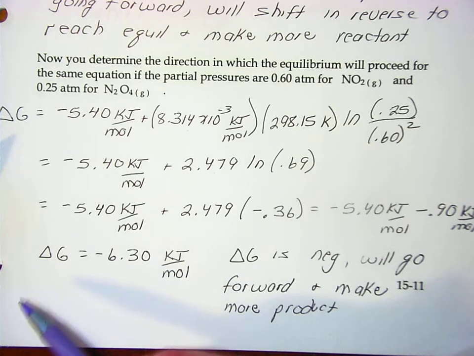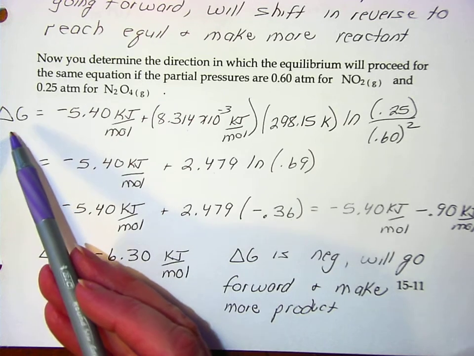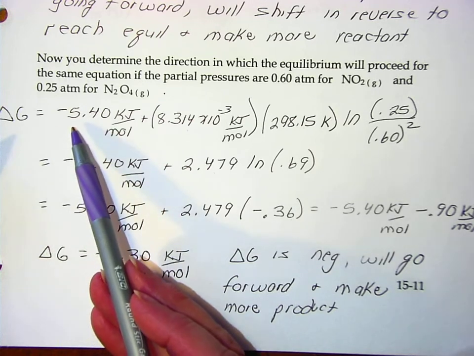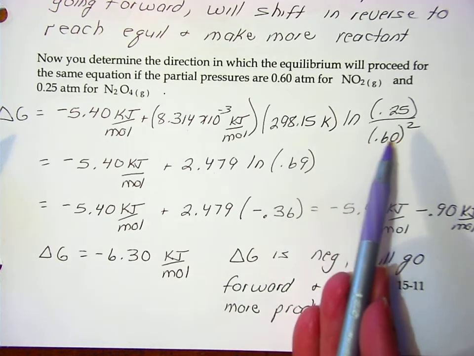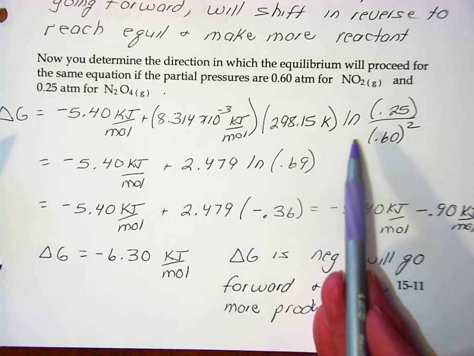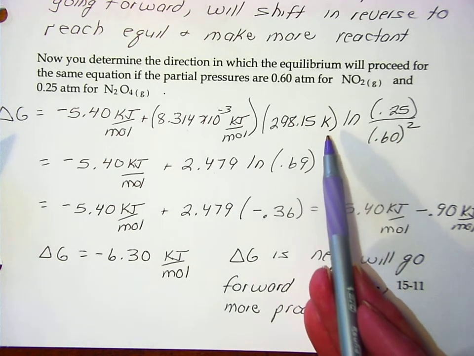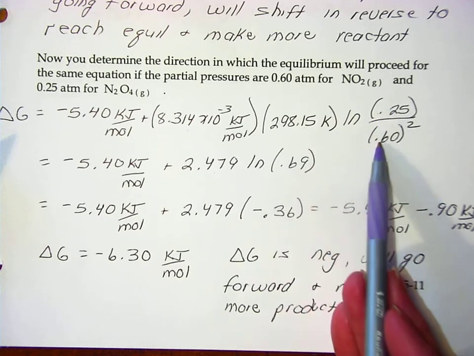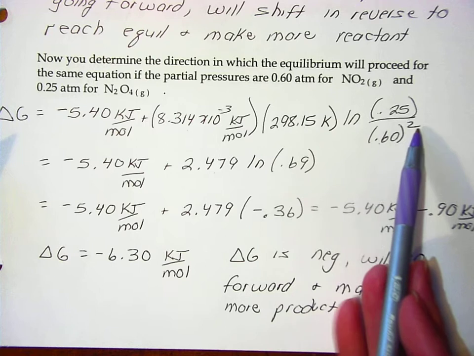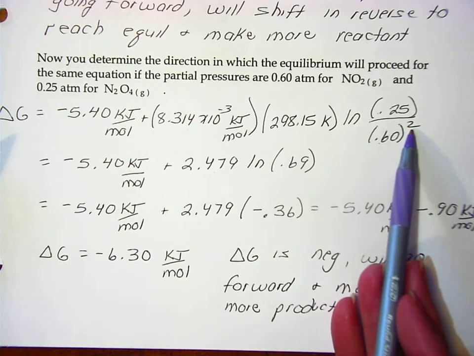Now let's go ahead and look at this one. Hopefully you got the same thing I did. We know delta G is delta G0 plus RT ln of Q. So we can go ahead and plug all our numbers in. We know that for Q, we're going to have the pressure of the products over the pressure of the reactants squared. So we plug in our numbers.